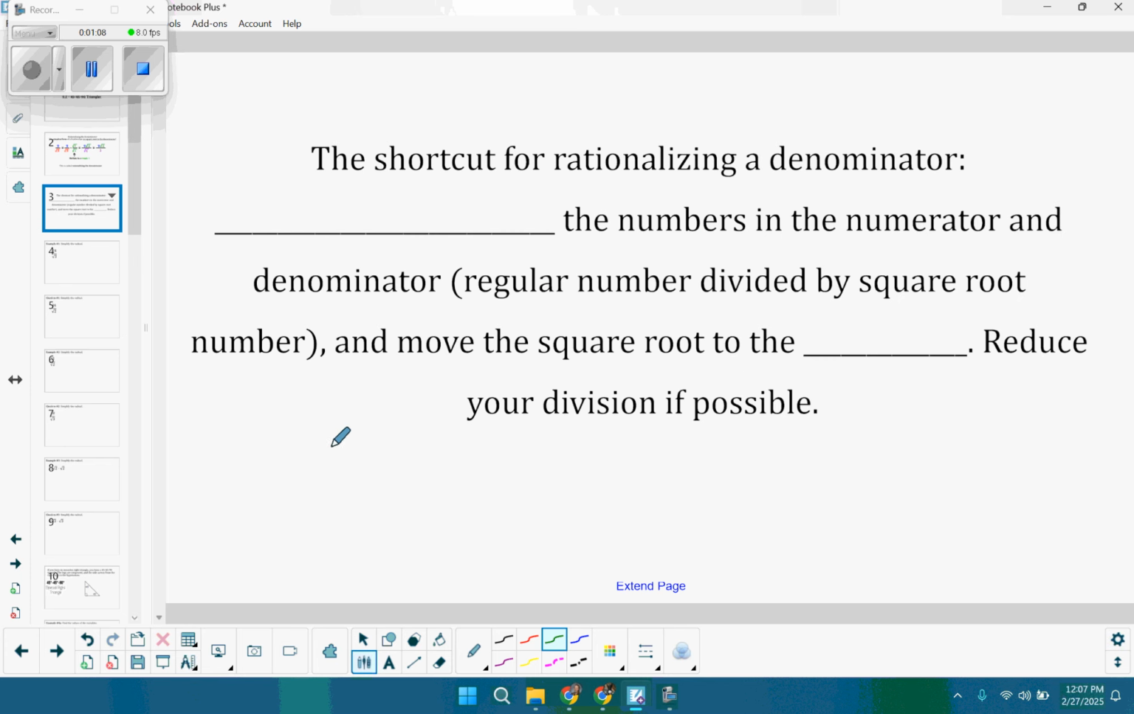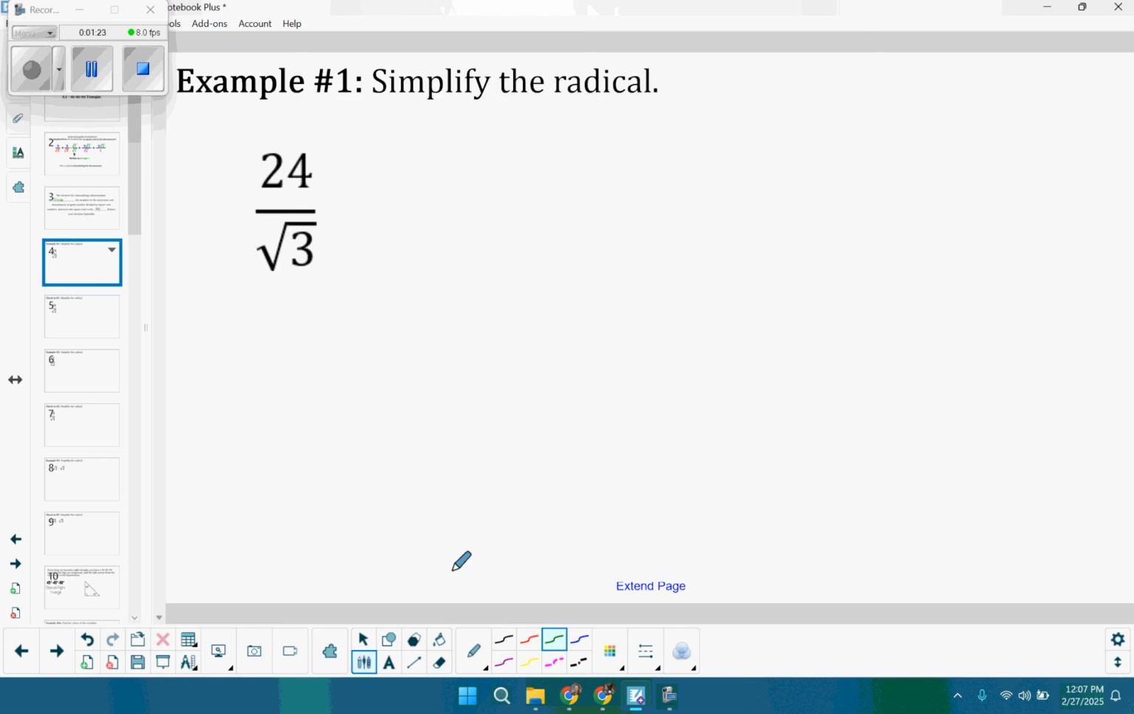So we're going to do a little shortcut for this. We're going to divide the numerator and the denominator, the regular number by the square root, and then we're going to move the square root to the top, and we'll reduce that division if it's possible. Let's see what that means. For the first one, 24 over root 3, we're going to do 24 divided by a real 3, and bring the square root of 3 to the top. 24 over 3 does reduce. That turns into 8. So my answer would be 8 root 3.